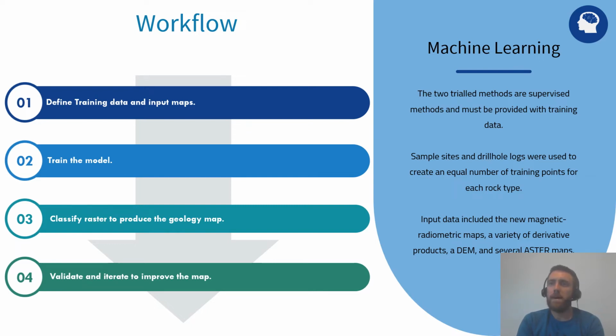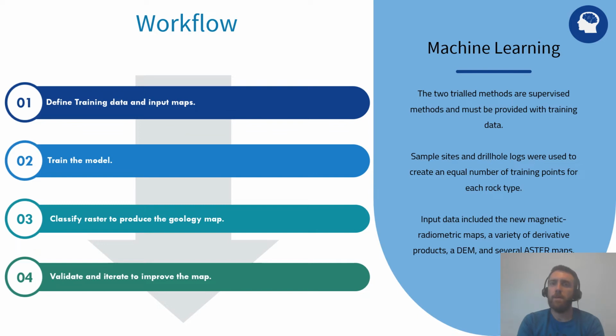In terms of input maps, we used all of the newly collected magnetic and radiometric maps, a variety of derivative products like vertical derivatives and things. We included a DEM because certain units might have certain topographic expressions. We also put in a bunch of ASTER maps. So basically we start off with any geophysical maps that we think might be useful in terms of the geology, and then during the modeling process we'll refine these and take out any maps that don't work.